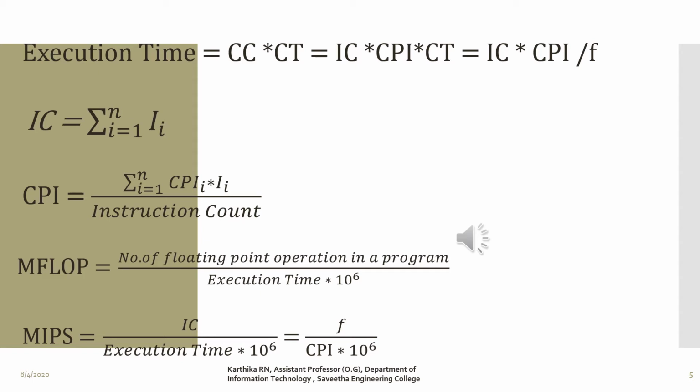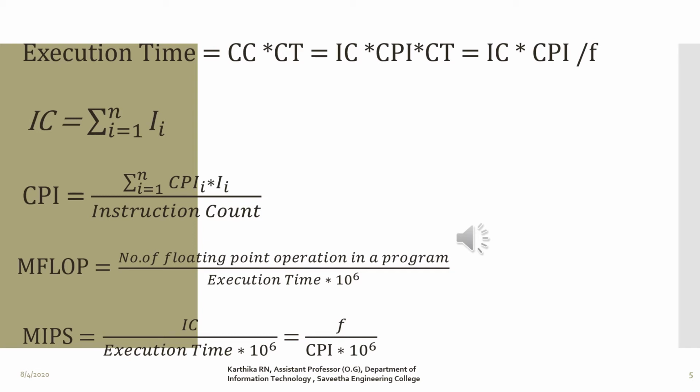Then what is CPI? CPI is nothing but the total CPU clock cycles for the program divided by your instruction count. That is, the summation of i equal to 1 to n, from category 1 to category n, of CPI of i into I of i, where i is any category, divided by your instruction count. Instruction count is nothing but the percentage. We'll discuss that later.